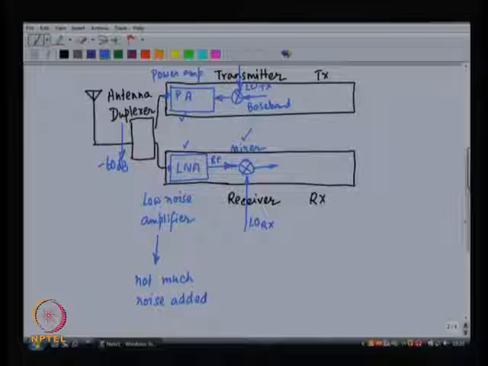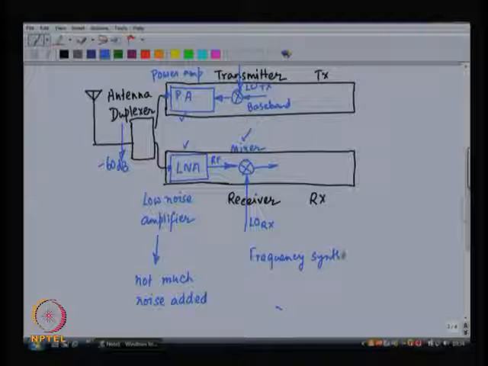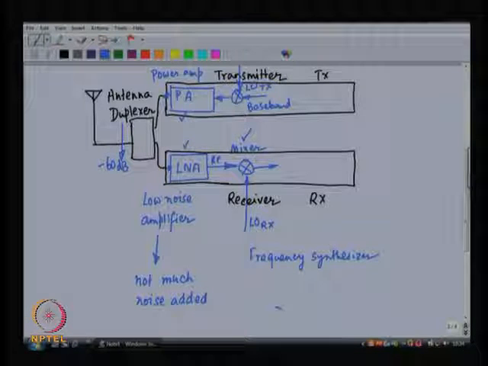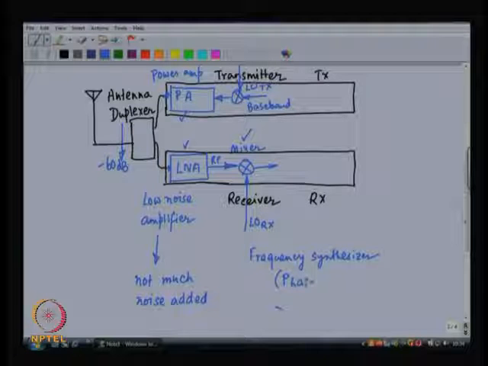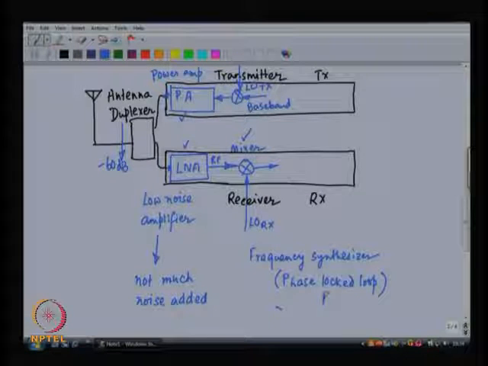So, for this we are going to study in this course something called a frequency synthesizer. A frequency synthesizer synchronizes to a global clock, and basically there are phase locked loops inside. The frequency synthesis technique uses phase locked loops, and it generates the transmit local oscillator and the receive local oscillator.